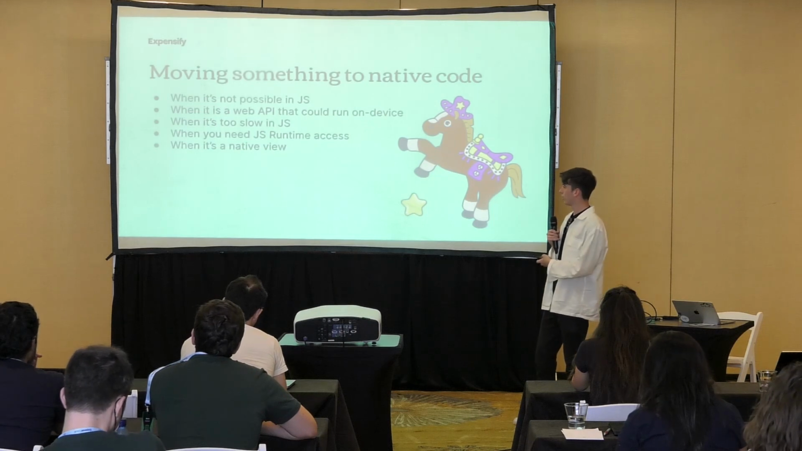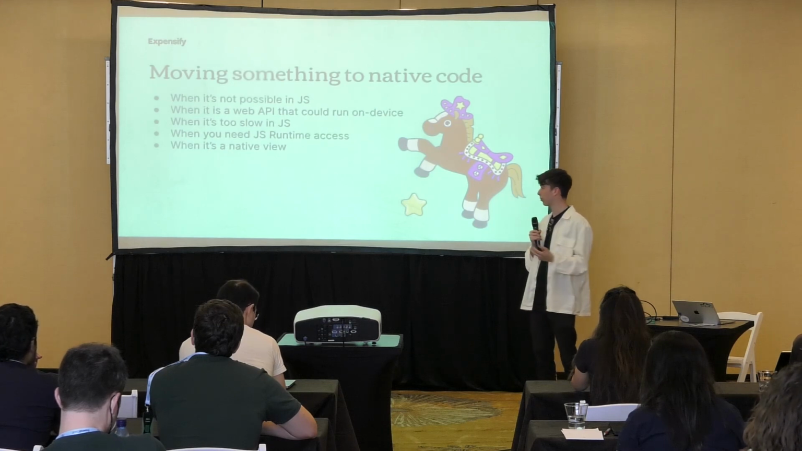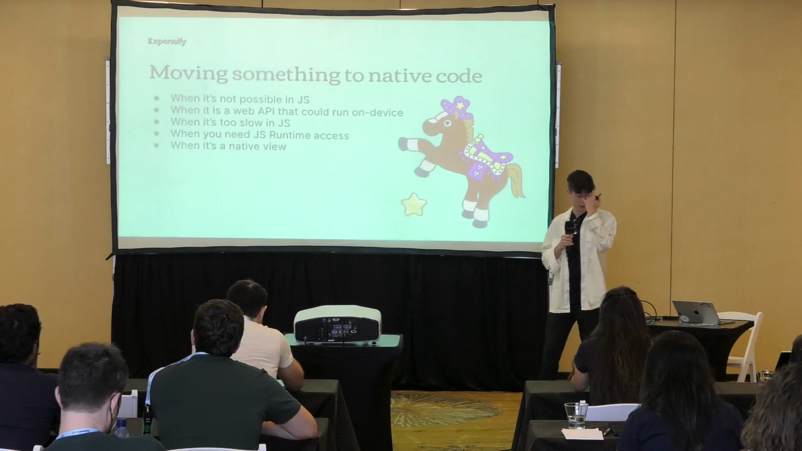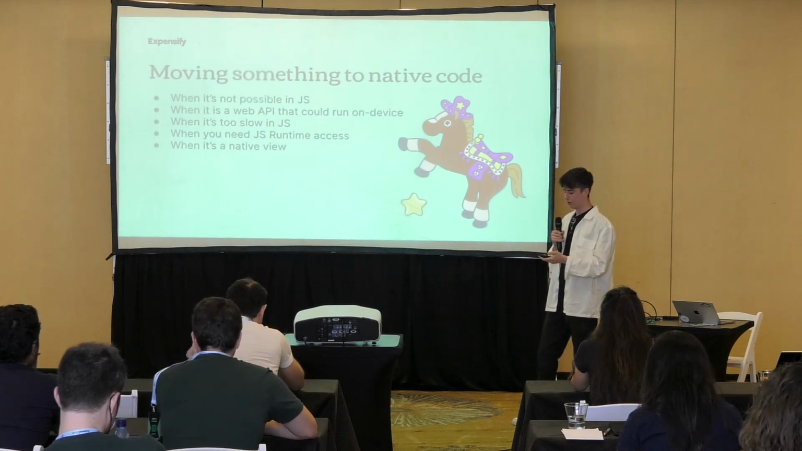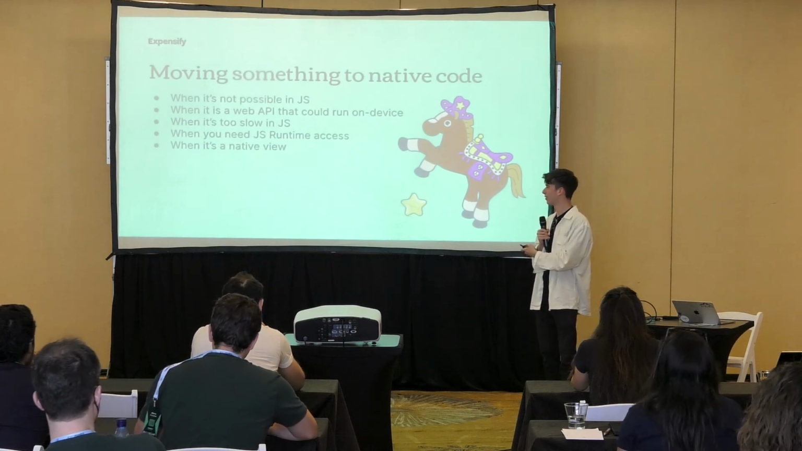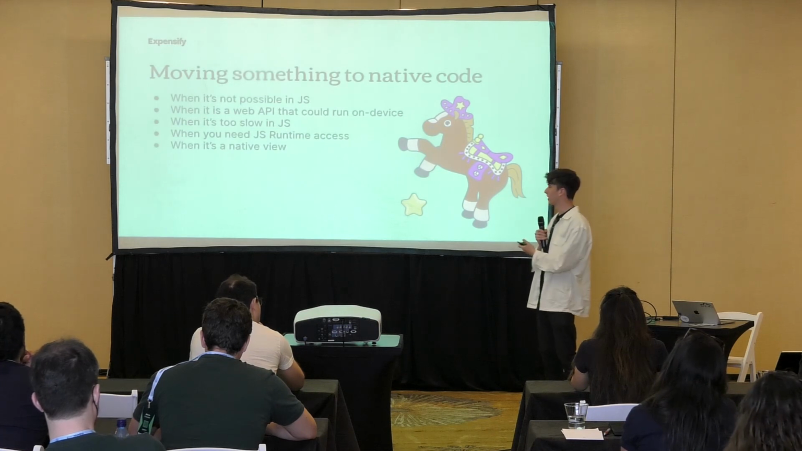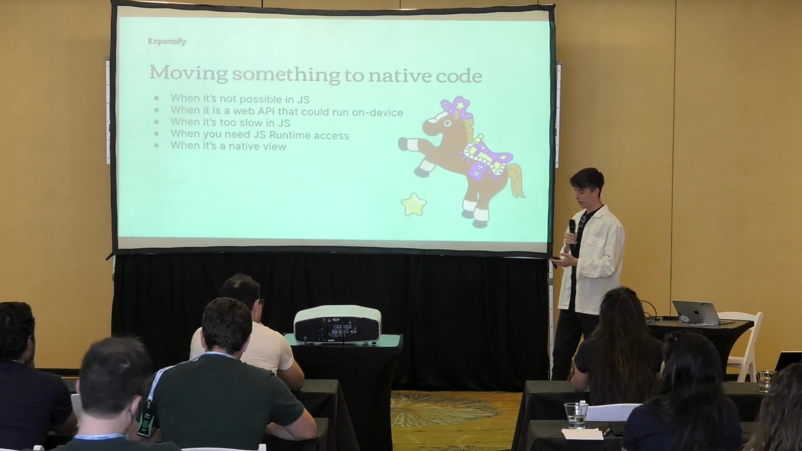When it's too slow in JavaScript, it's hard to find the exact step or point when you actually want to move something to native code. But we're also going to take a look at that in a second. When you need JS runtime access, this is just a really rare example. I don't think you're ever going to need this, but for example, for Reanimated or Vision Camera, it was actually necessary that we need access to the runtime. And when it's a native view.